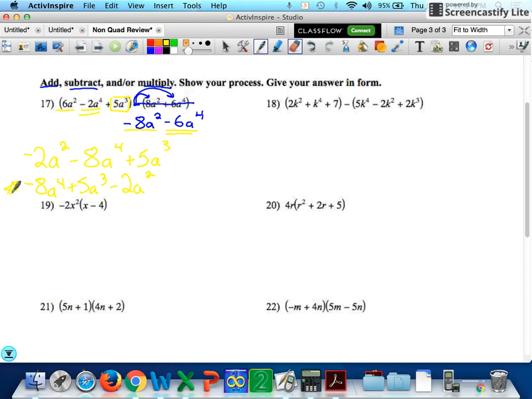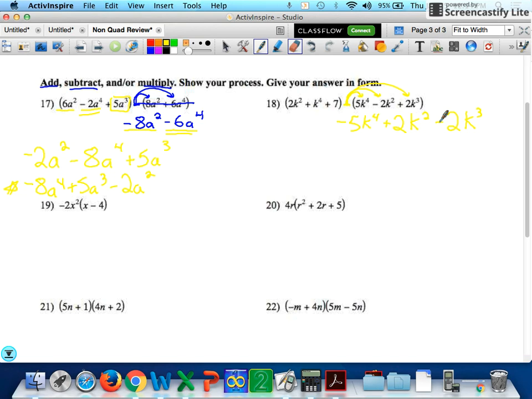Number 18, again, it's a subtraction problem, so we're going to take that subtraction sign and go ahead and make it an addition problem by distributing it. This is negative 5k to the fourth, positive 2k squared, and negative 2k cubed. It just changed all three of these signs from positive to negative, negative to positive, positive to negative.